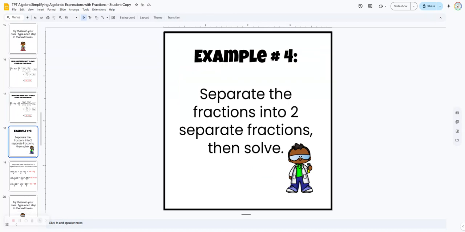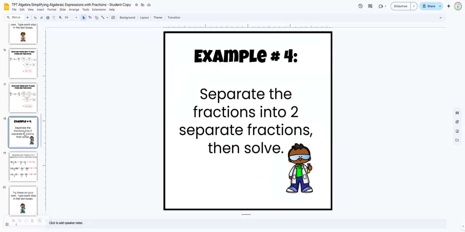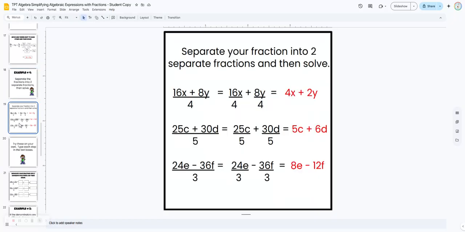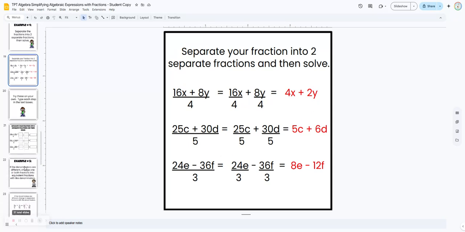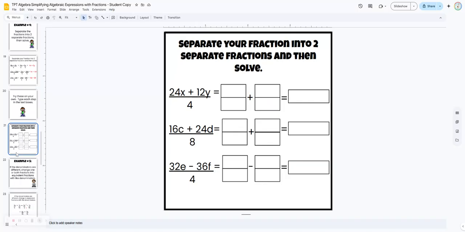Example number 4, I want to separate the fractions into 2 separate fractions and then solve. So here I have 16x plus 8y over 4. I can separate that into 2 different fractions: 16x over 4 plus 8y over 4. And then to simplify here, 16 divided by 4, I end up with 4x, 8y divided by 4, and I get 2y. And that's as far as I can go because the variables are different. And they've got a couple more examples, and then they're going to try these on their own.